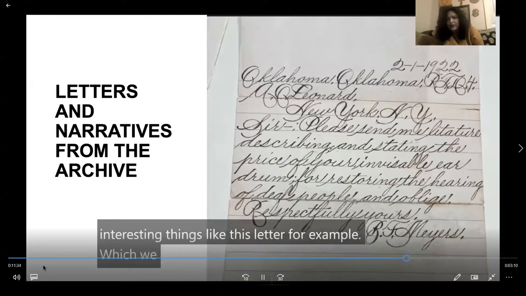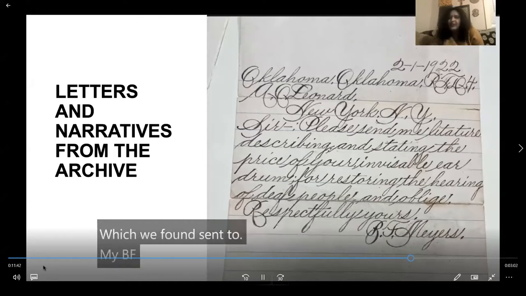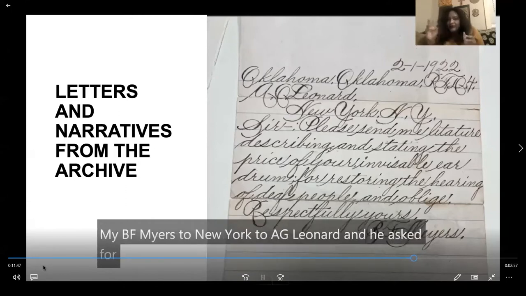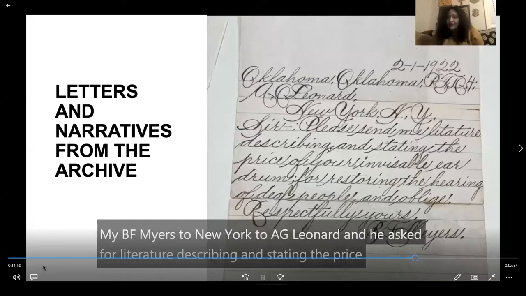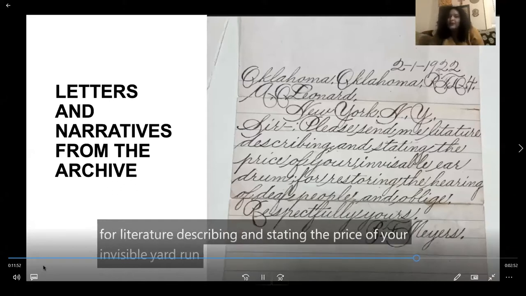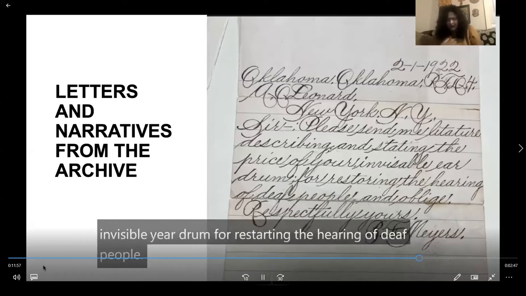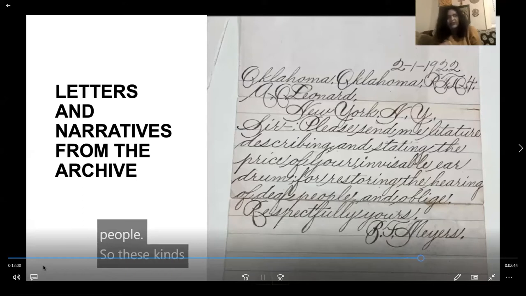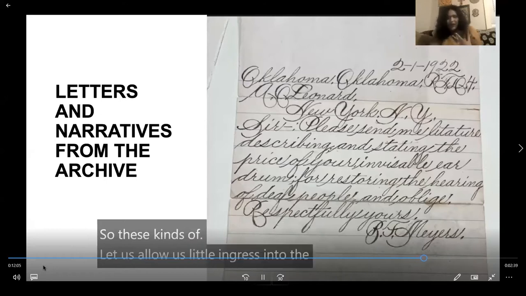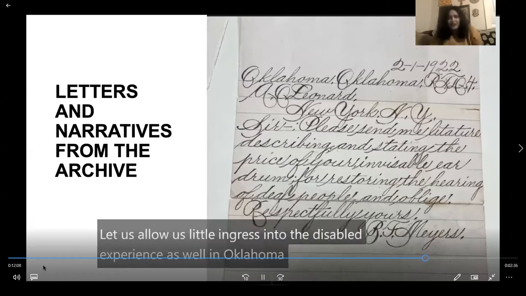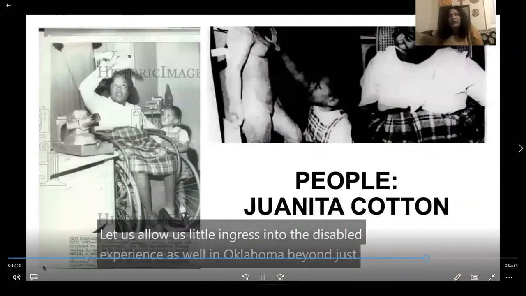Which we found, sent by B.F. Myers to New York, to A.G. Leonard, and he asked for literature describing and stating the price of your invisible eardrum for restoring the hearing of deaf people. These kinds of letters allow us little ingress into the disabled experience in Oklahoma beyond just objects and institutions and eugenics.